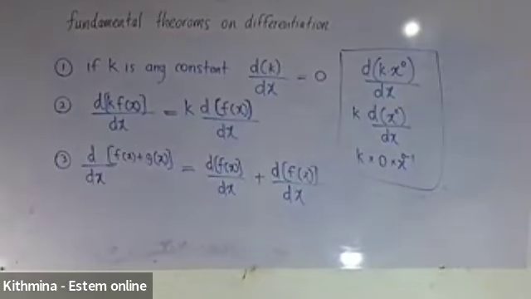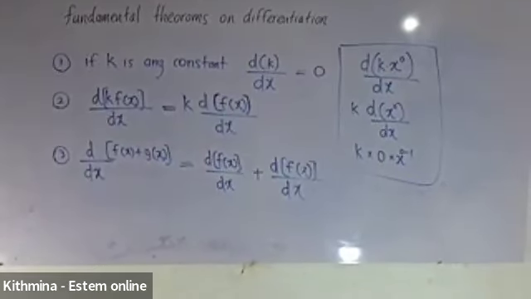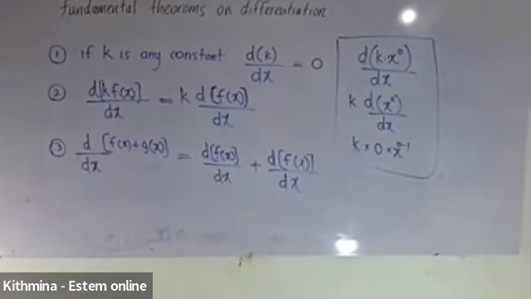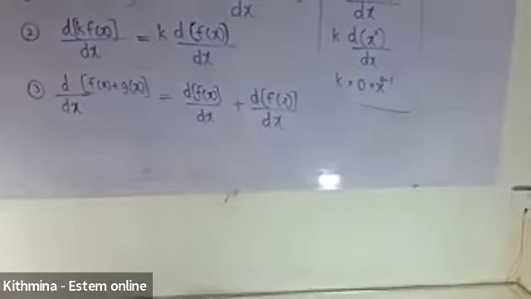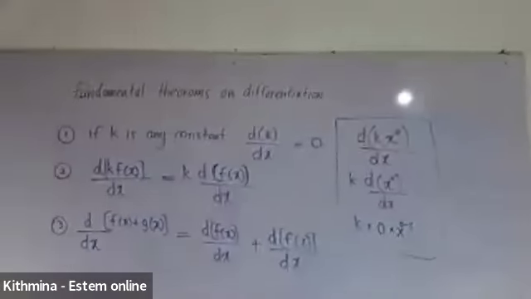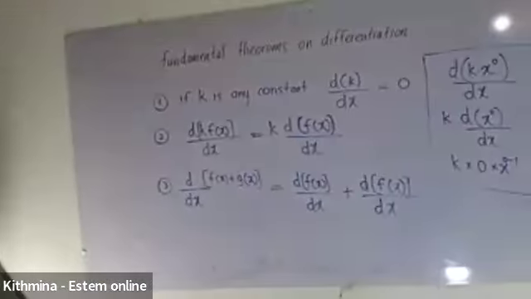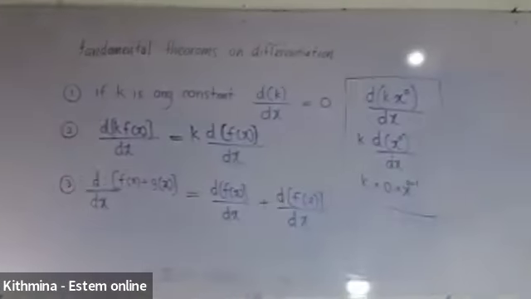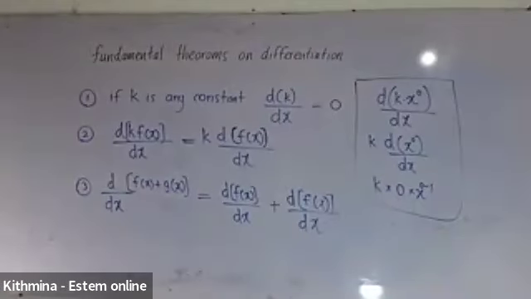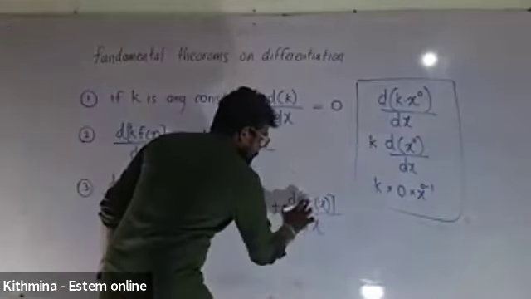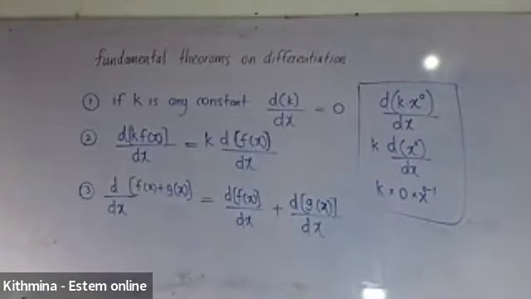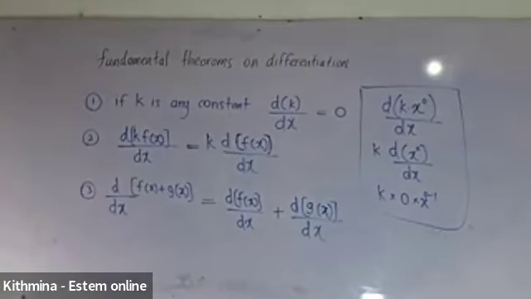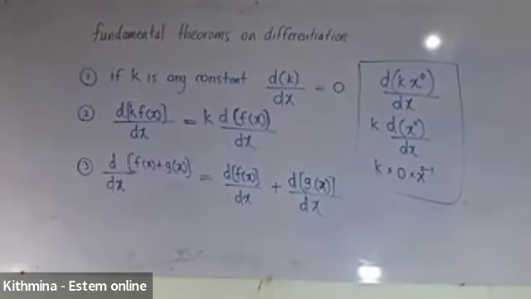Good. Please write down this. Third point, second part is f(x) plus g(x). Oh, g(x). It is g(x). Please wait. It is g(x), not f(x). Thank you, Sophie. This is g(x). Please, if you wrote it as f(x), please change that.